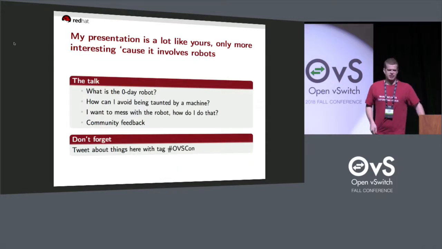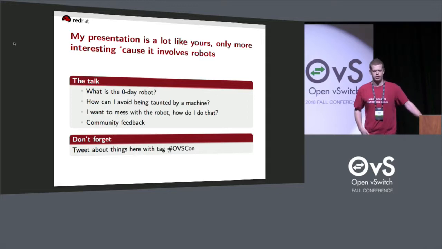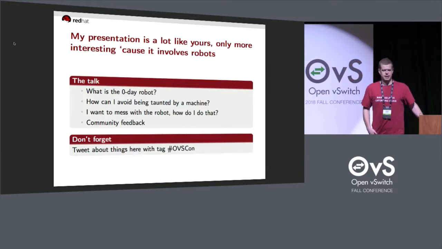So this talk is all about the zero-day robot, which has been running since June 2018. I'm going to describe what the robot is, go over how you can avoid being taunted by the robot on the mailing list, and how you can make changes to the robot and improve it, which would be really nice. And then I'm going to open it up to more community-oriented discussion, to see how we can work together to improve testing overall, automated testing with OVS.